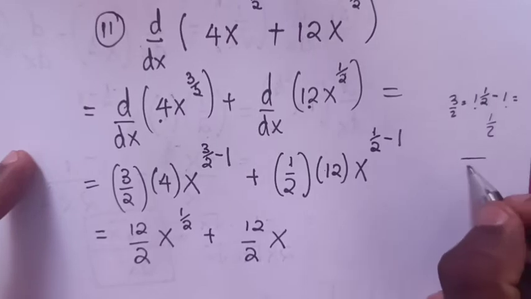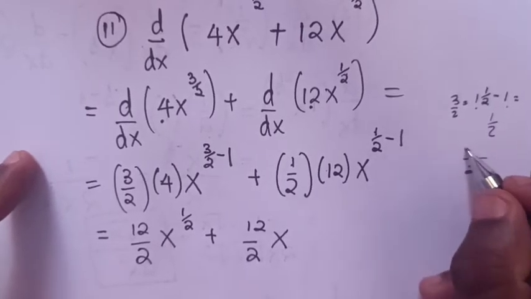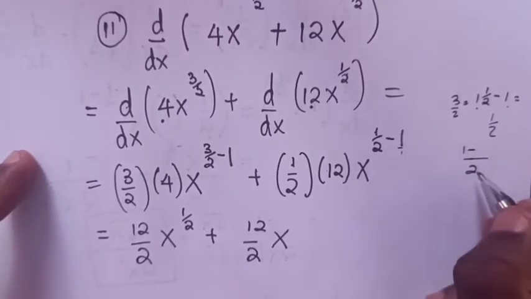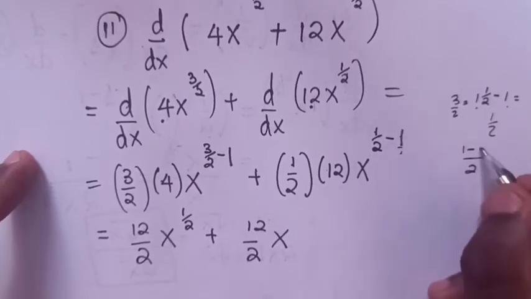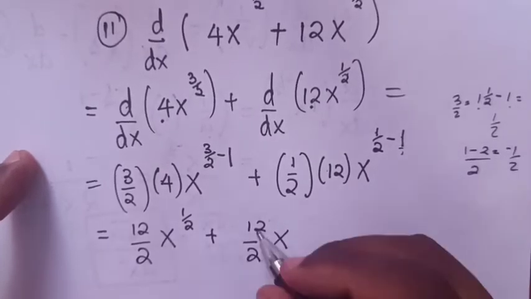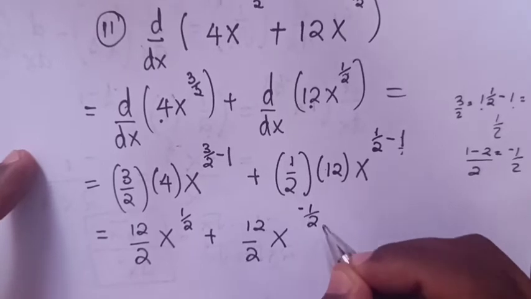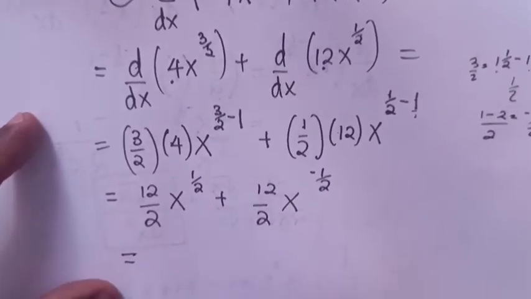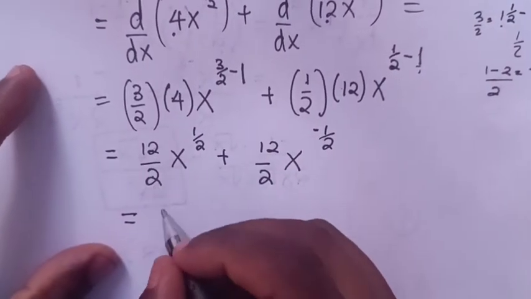It means the denominator is 2. 2 divided by 2 is 1. 1 times 1 is 1. 2 divided by 1 is 2. 2 times 1 is 2. So 1 minus 2 is negative 1 over 2. So it will be x to the power of negative a half.